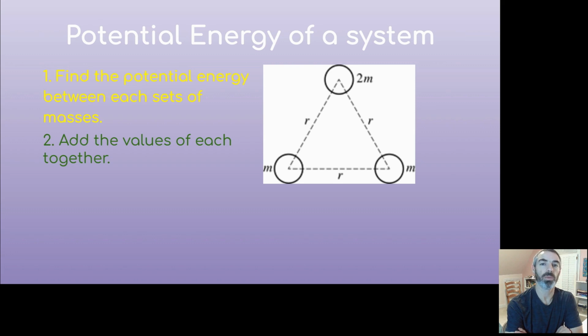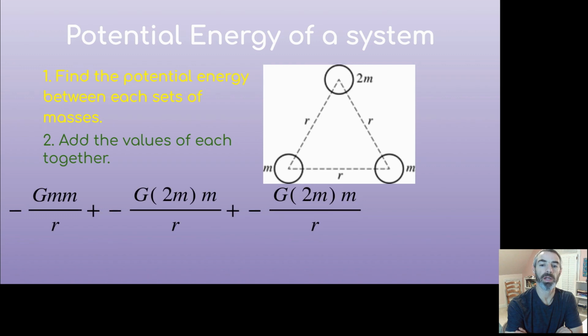So using U_G, we have negative GMM divided by R, that would be the bottom pair. Negative G2M times M divided by R, that would be the left and the top one. And negative G2M times M divided by R, that would be the right and the top one. So then we can just take those coefficients out in front. We'd have negative 1 minus 2 minus 2 times GMM divided by R, which would give us a total gravitational potential energy of negative 5 GMM divided by R.